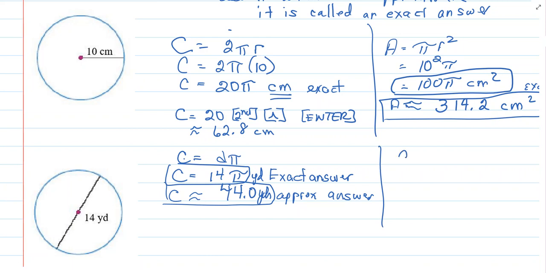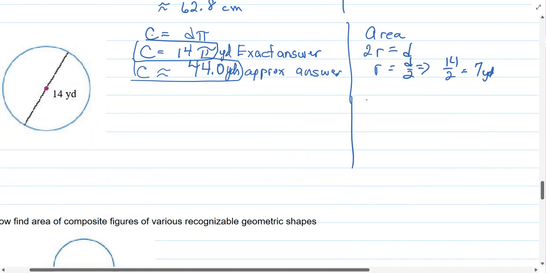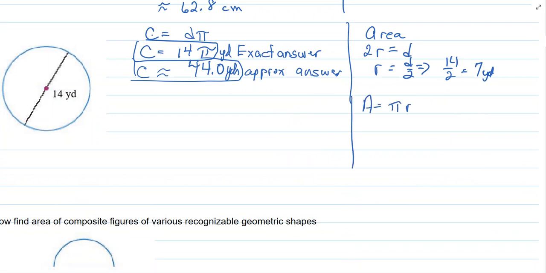Now we want area. Well, to get area, we need the radius. So we know 2 radii equal a diameter. So the radius is diameter divided by 2. And that means I have 14 divided by 2 equals 7 yards. All right. So now that we have our value of our radius, we can use our formula. So this one, I'm going to have area is equal to pi times 7 squared. And that'll give me 49 pi. And this is in yards squared. This is my exact answer.